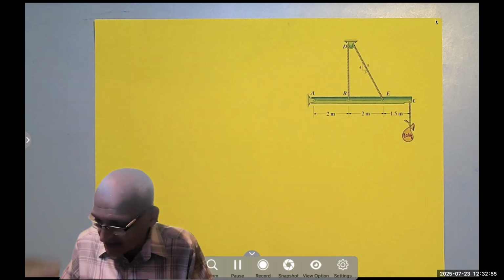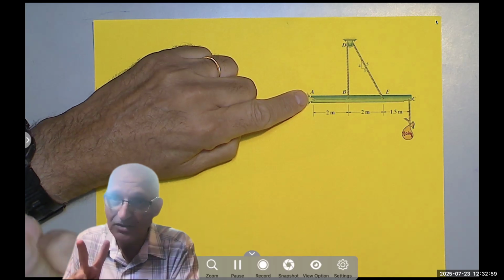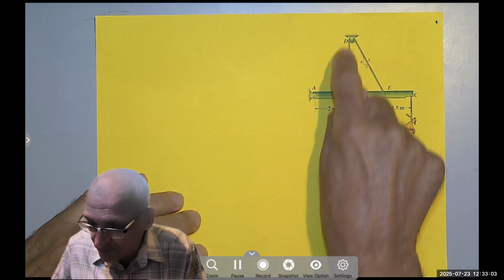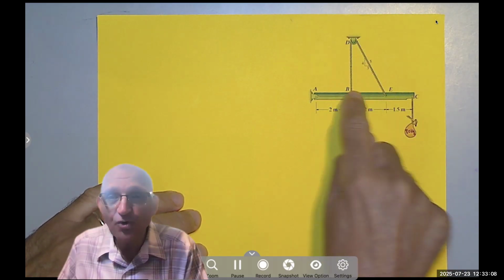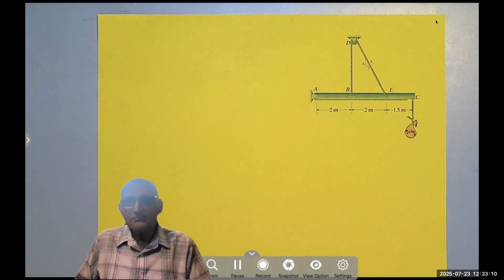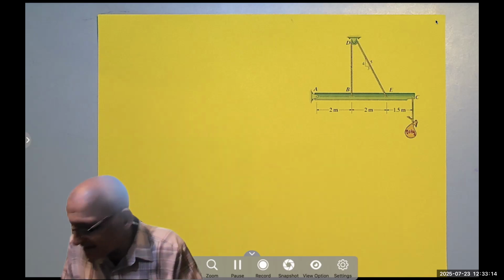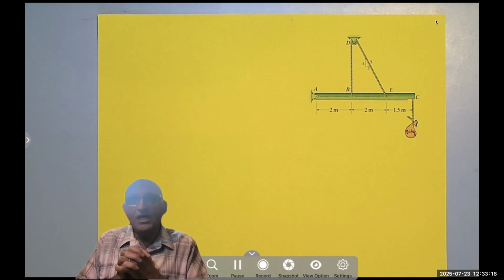So this is a beam that is connected here by a pin. That's two unknowns. And then we have a cable that goes through a pulley and it's attached at two locations. And there is a mass here of 80 kilogram that was held by that contraption. So how many unknowns do we have?